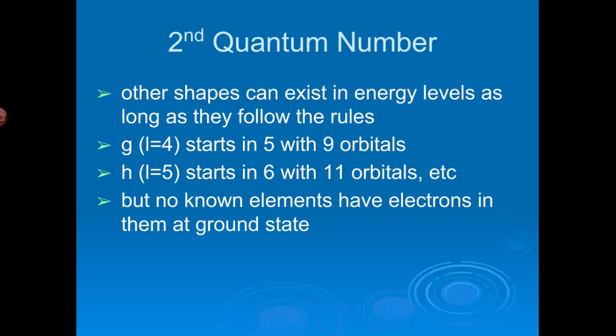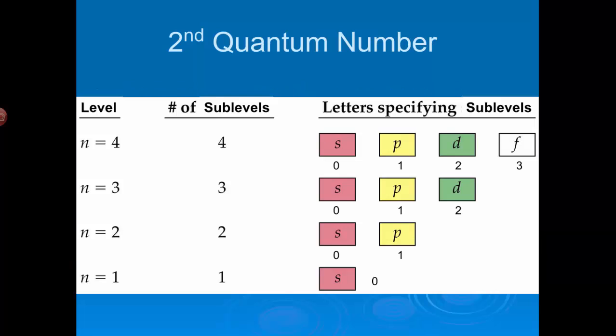But we don't have any elements that have enough electrons with enough energy in their ground state to exist in those orbitals. That doesn't mean that they don't exist. And as a matter of fact, when we excite electrons, they might actually go into some of these orbitals. There are pictures of them online if you really want to see what they look like and how weird and bizarre they look. Just Google G orbitals or H orbitals and see the pictures. But it's beyond what we're going to do here because we don't have any elements that actually use them in their ground state.